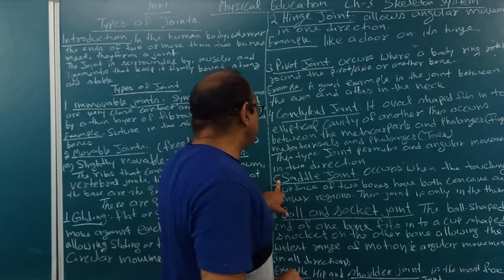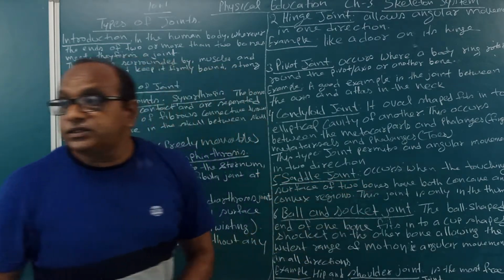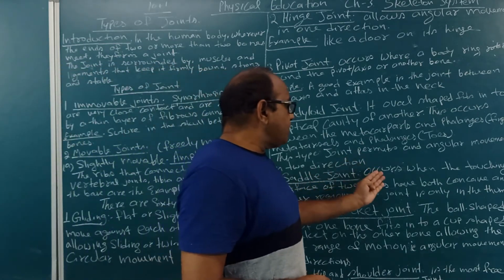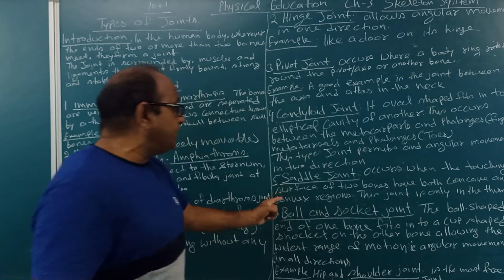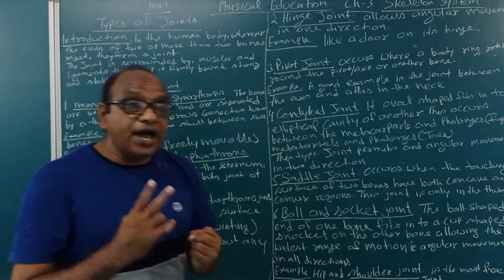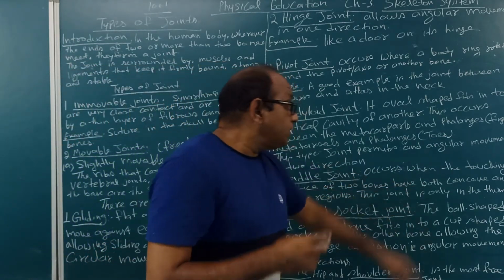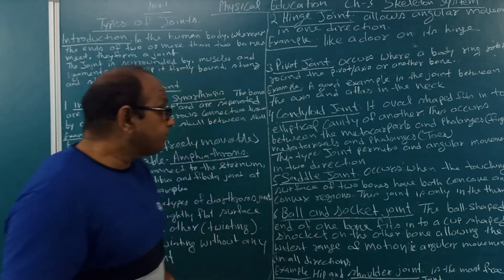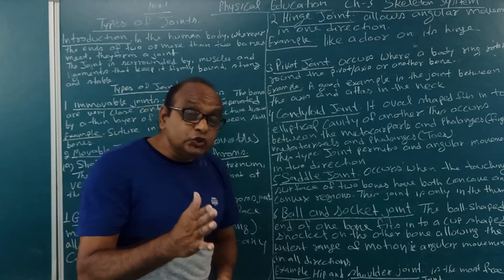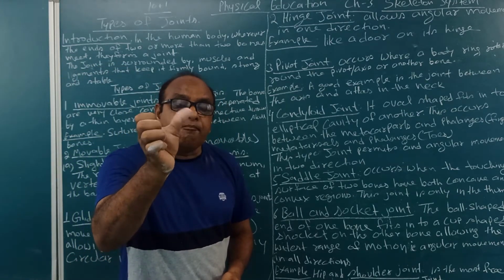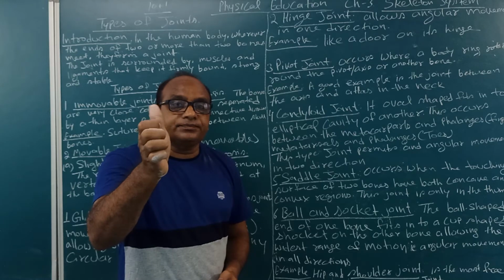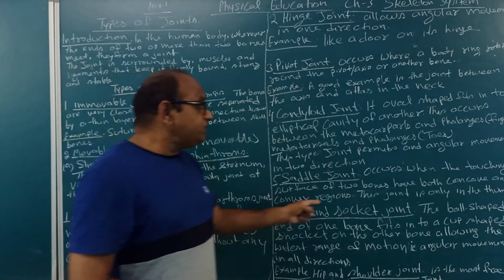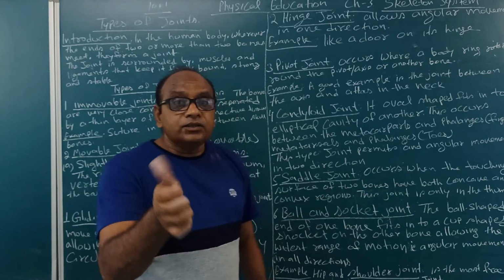Next joint name is saddle joints. Saddle joint occurs when the touching surfaces of two bones have both concave and convex regions. And this joint is only in the thumb. Saddle joint. It is only in the thumb.